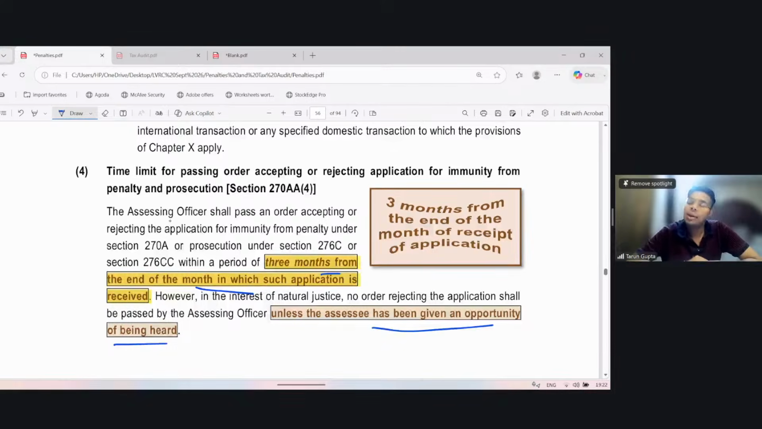If the AO accepts the application, then he can pass the order without giving any such opportunity; then opportunity is not required. However, if the AO is rejecting the application, then before rejecting it, he has to first give an opportunity of being heard to the assessee. Okay. So, firstly, it says that the AO cannot pass an order till the time limit for filing the appeal has expired. So before that time, the AO cannot pass an order. But even after such time, the AO has to pass the order within 3 months from the end of the month in which the application is received by him. Clear?